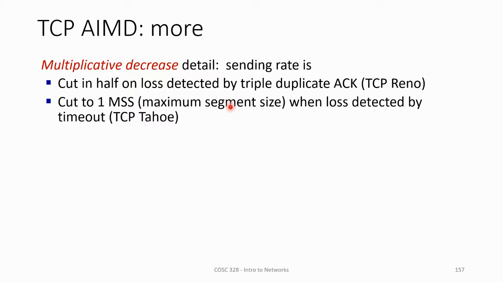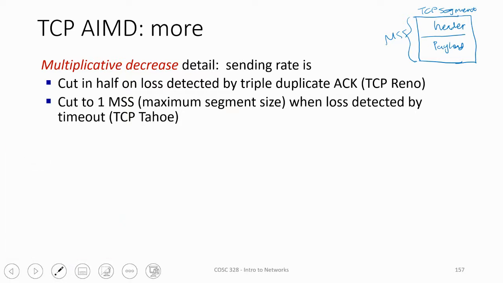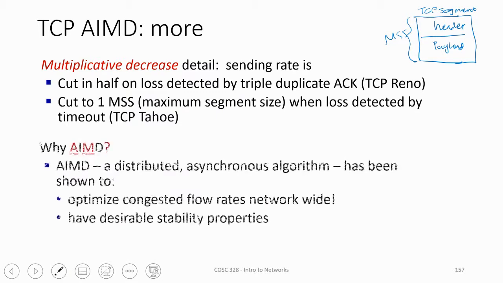And by maximum segment size, I just remind you again that in the TCP segment, we had some payload here, and then these are the header values. This payload can be different, even the header can be different, but there is a maximum size for this TCP segment. We call it MSS, maximum segment size. So it means that it only sends one MSS if a loss occurs. So these are some of the details.